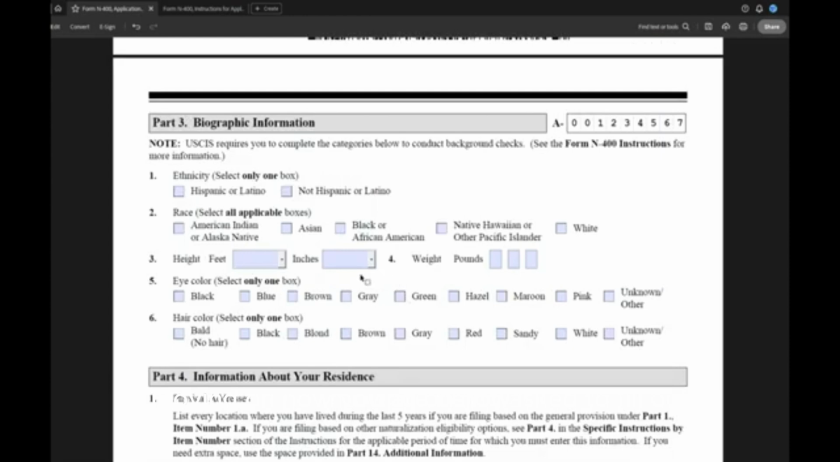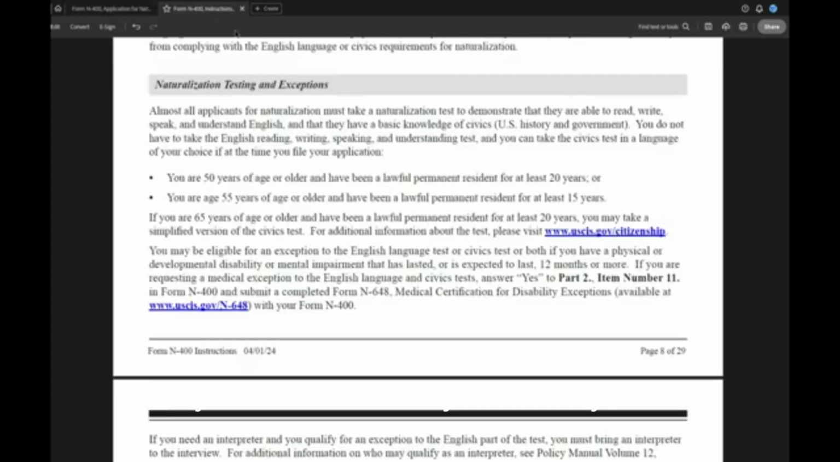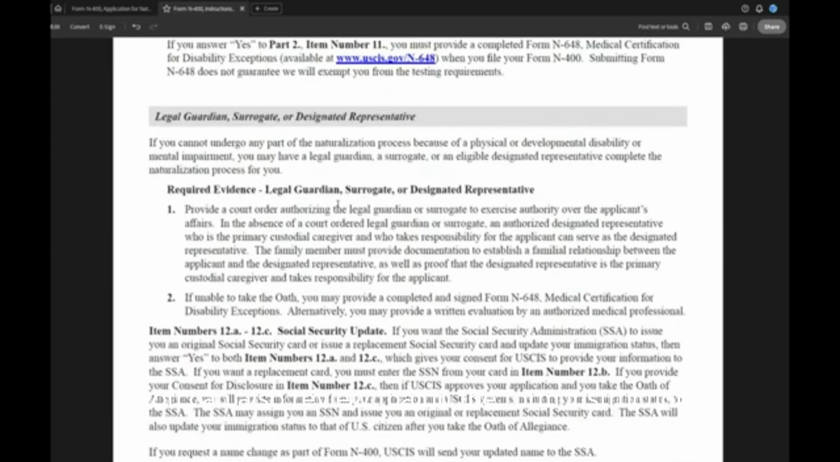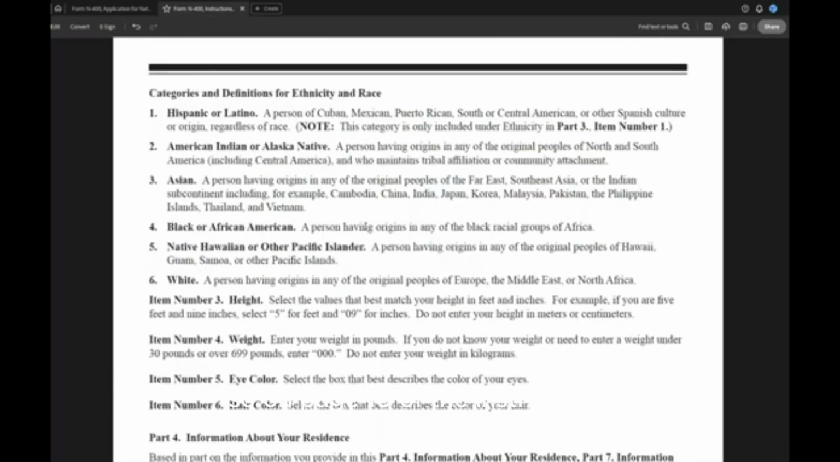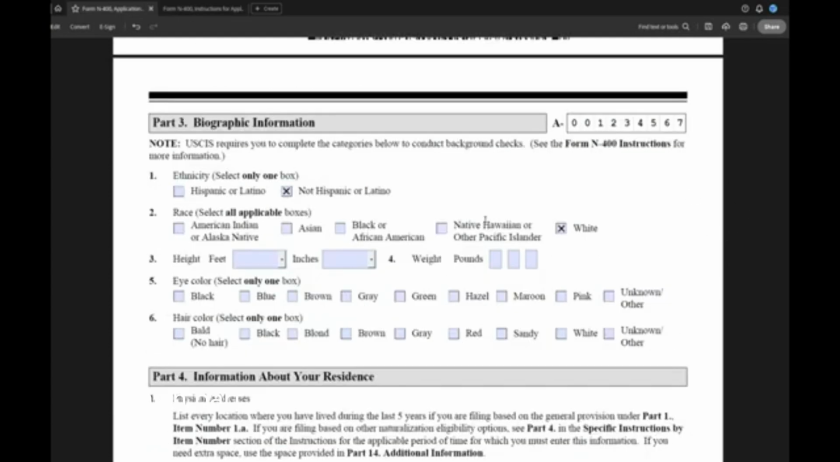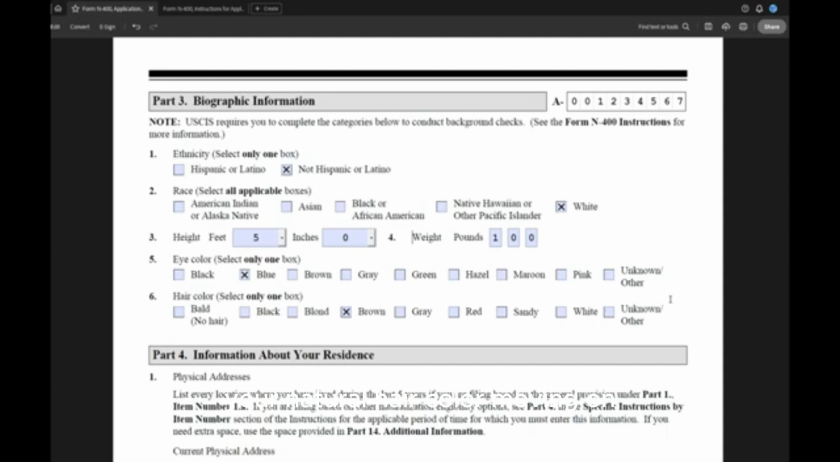Moving on, now you are being asked to fill out your biographic information, your ethnicity, and your race. You can select as many boxes as necessary. And if you are unsure what your ethnicity or race is, you can also review that in the form instructions. So on page 10 of the instructions, you will be able to find which part of the ethnicity and race will fit you best. Next, provide your height and your weight, your eye color and your natural hair color.